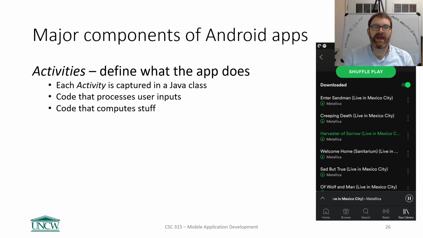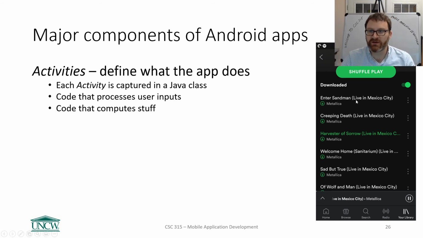The first is activities. Activities define what the app does. Each activity is captured in a Java class, and it's got Java code in it that reacts to things the user does, like pushing buttons or typing in something. And that's where the code lives that computes stuff. It's a Java class. And usually an activity, if you're using an app, corresponds to one screen on the app.